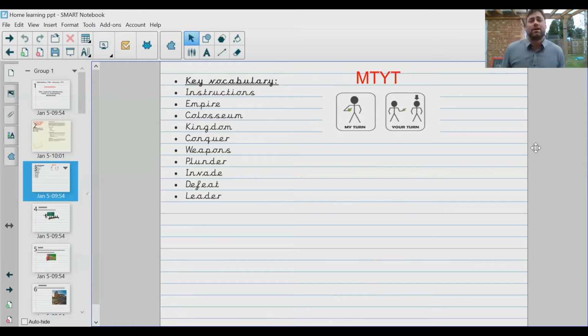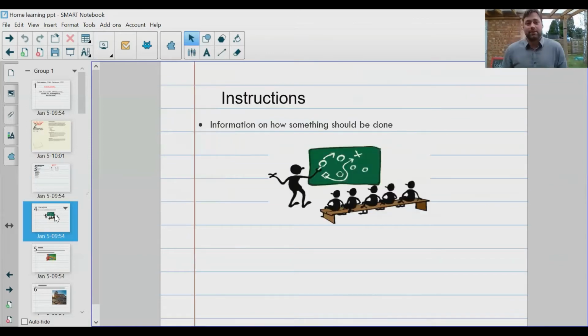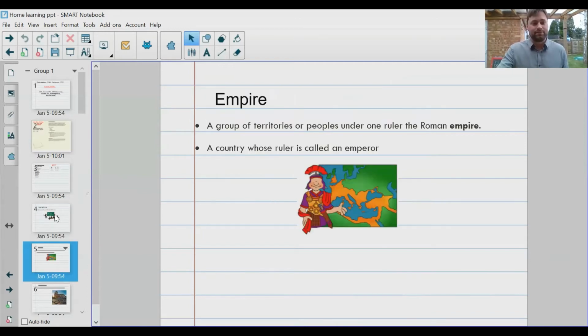Excellent. And if you want to go through the video again, you can wind that bit back and go through that again. We're now going to go through what the key words mean. So instructions are basically a piece of writing, or it can be in pictures, showing you and giving you information about how something is done.